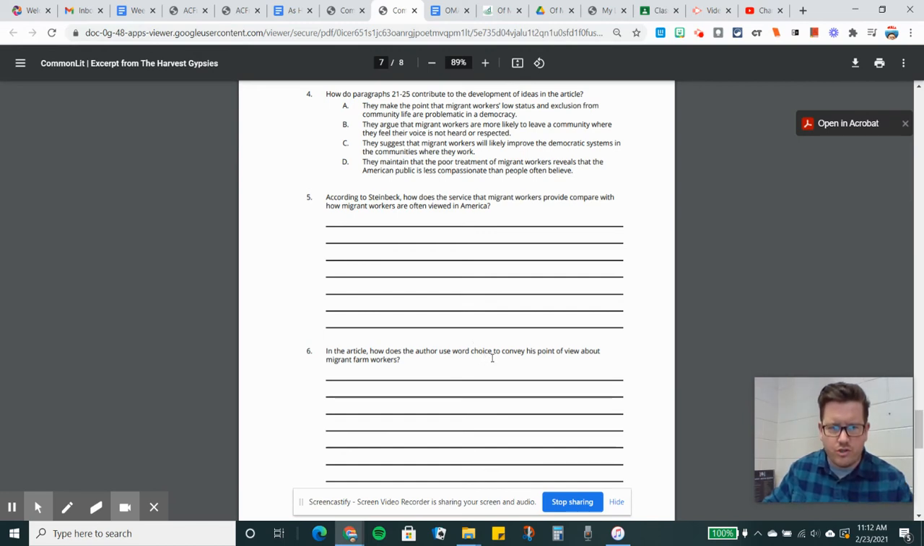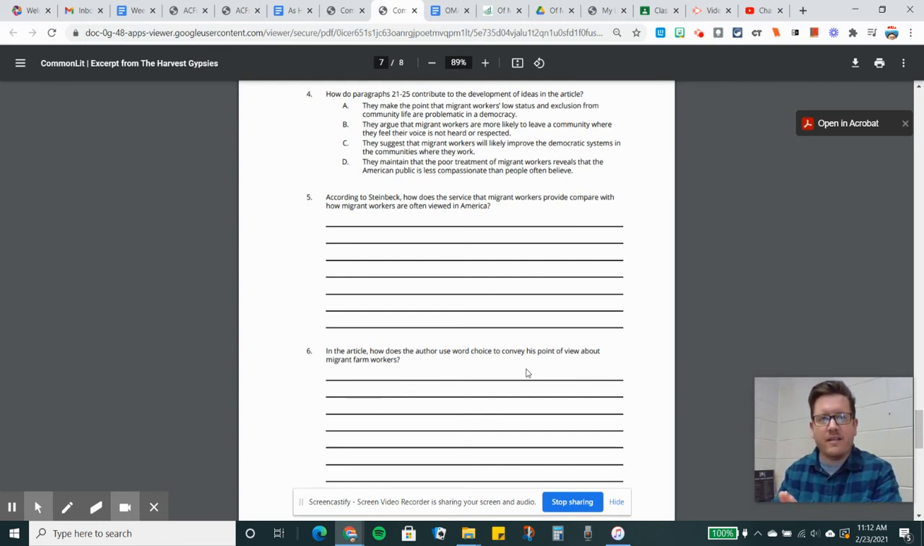Now, again, this deals with word choice. In the article, how does the author use word choice to convey his point of view about migrant farmer workers? Now, this is a little tricky because in this article, Steinbeck is relaying information. It's nonfiction. He is telling us stuff. Describing things, right? But he's also giving us his point of view, and it's not always explicitly clear. You've got to pay very careful attention. Find evidence in the text that shows us that Steinbeck, I guess you could say, sympathizes with the migrant workers. I would say in this article, he comes out in favor of or in support of migrant workers.